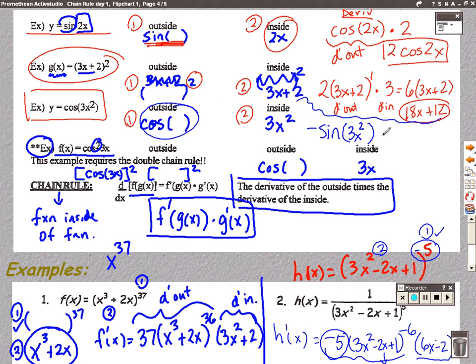Then we're going to multiply by the derivative of the inside, which is 6x, and in cleaning that up, we would just have negative 6x sine of 3x squared. And that would be my final answer. Alright, so hopefully this has helped you to understand the chain rule a little bit.